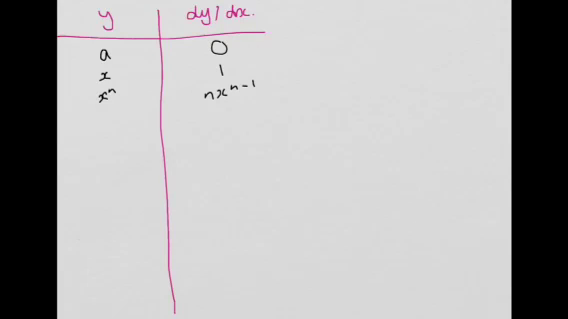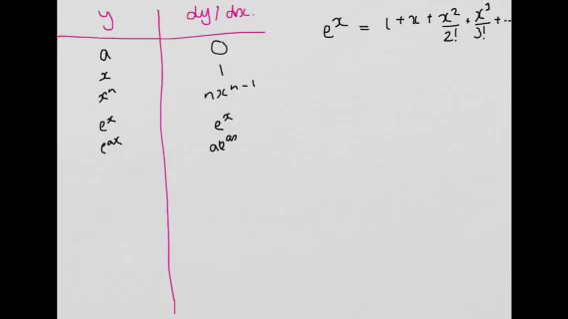So now, what happens if I have things other than polynomials? Well, if I have e to the x, that is essentially given to me by this expansion: 1 plus x plus x squared over 2 factorial plus x cubed over 3 factorial plus and so on. And if I work that out, what I actually find out is when I differentiate e to the x, I end up with e to the x. If I have e to the ax, when I differentiate it, I'm going to end up with a e to the ax.